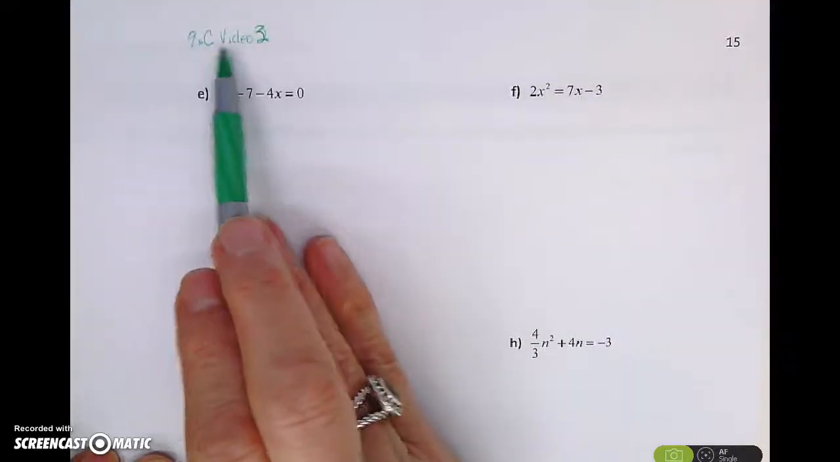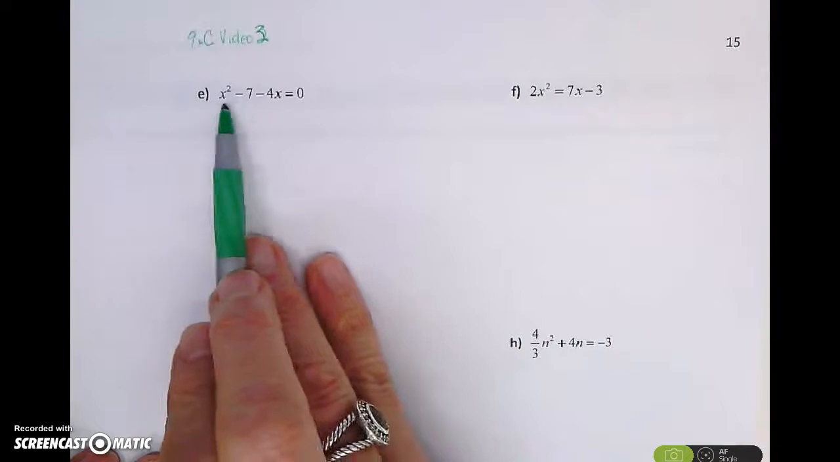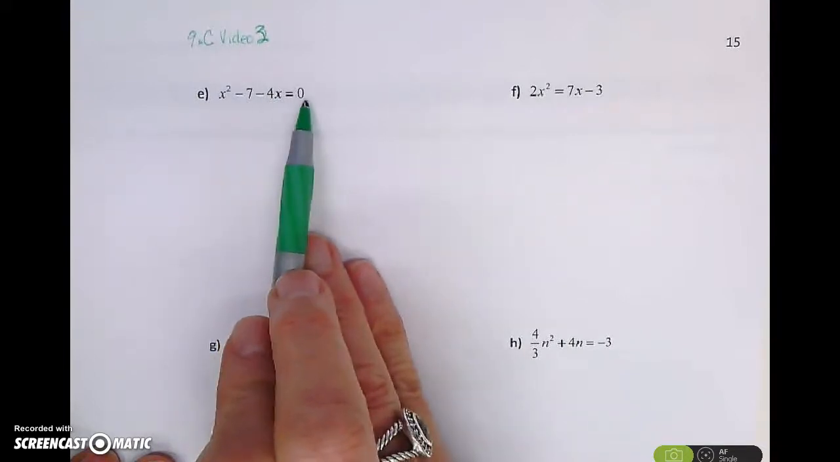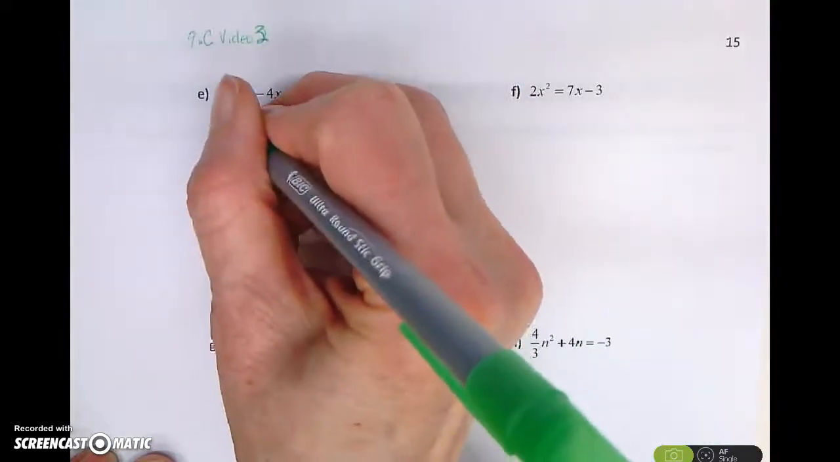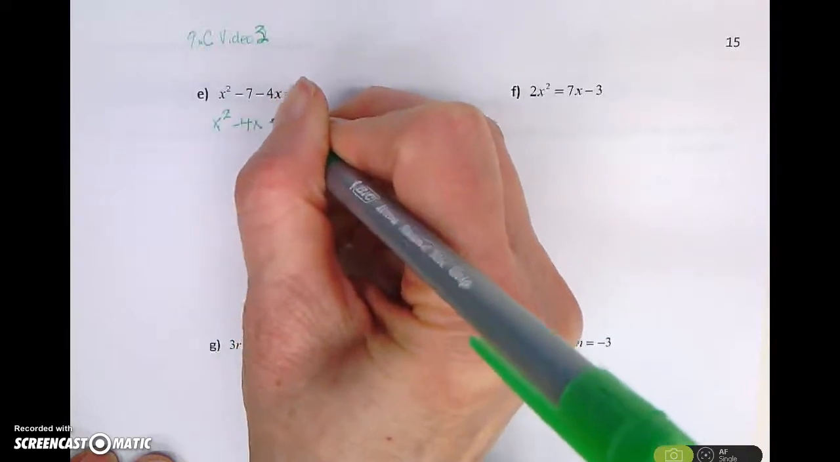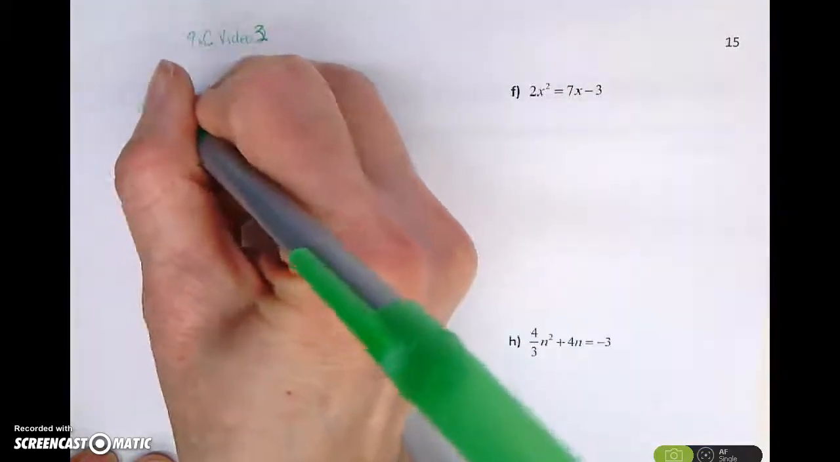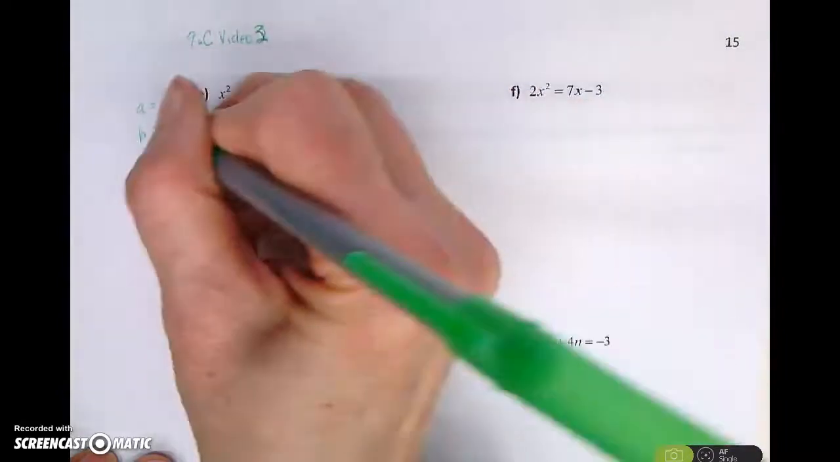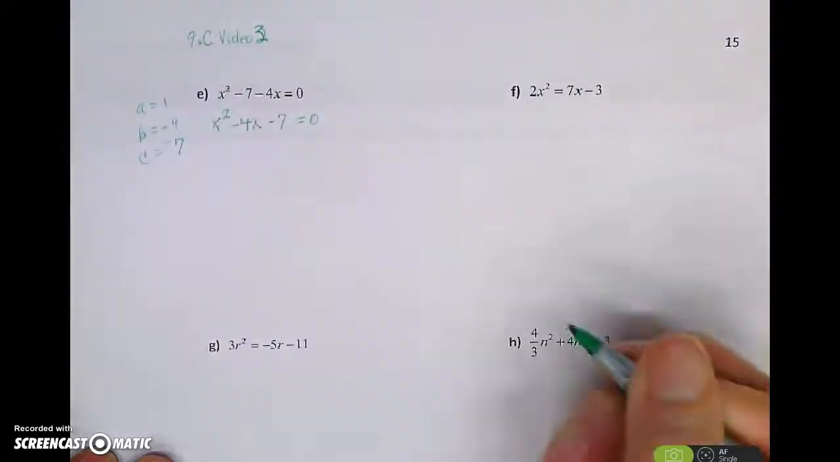All right, again, for the 9C videos, let's do example E. Take a look, x squared minus 7 minus 4x equals 0. You want to be careful in this situation to realize that this is not in standard form, so the minus 4x needs to go in front of the negative 7. So then we'll have A is 1, B is negative 4, and C is equal to negative 7.